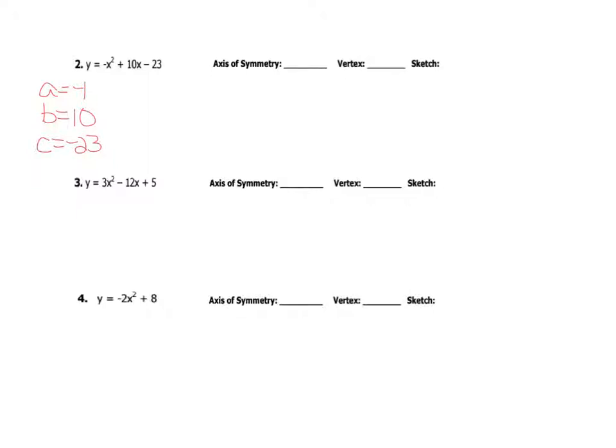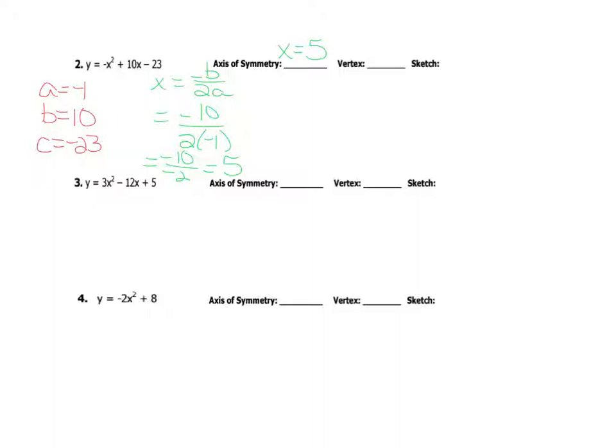So I want to find the axis of symmetry. So I use x equals -b over 2a. So I plug in negative b, which is 10, over 2 times a, which is -1. So I get -10 over -2, which is +5. So my axis of symmetry is x equals +5. Got to have the x equals, and you use the value you just found.